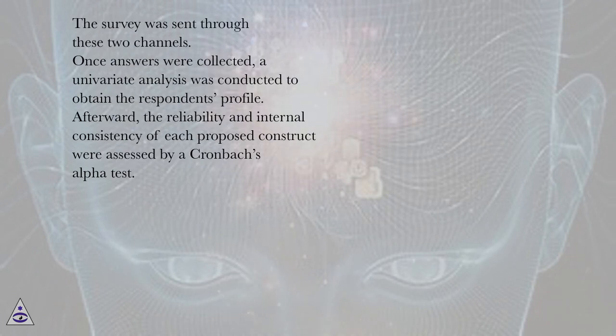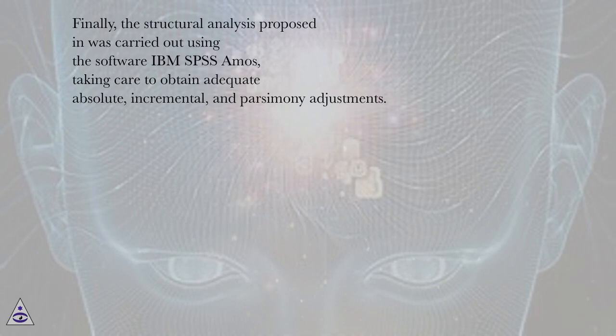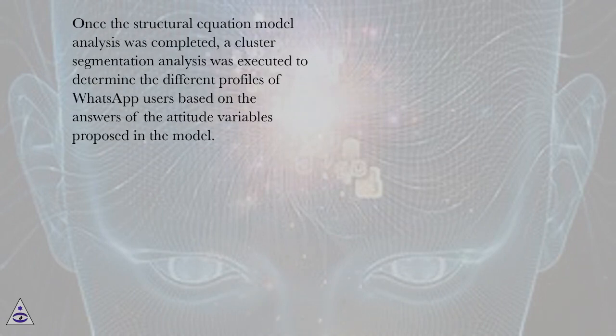Once answers were collected, a univariate analysis was conducted to obtain the respondent's profile. Afterward, the reliability and internal consistency of each proposed construct were assessed by a Cronbach's alpha test. Finally, the structural analysis proposed was carried out using the software IBM SPSS AMOS, taking care to obtain adequate absolute, incremental, and parsimony adjustments. Once the structural equation model analysis was completed, a cluster segmentation analysis was executed to determine the different profiles of WhatsApp users based on the answers of the attitude variables proposed in the model.